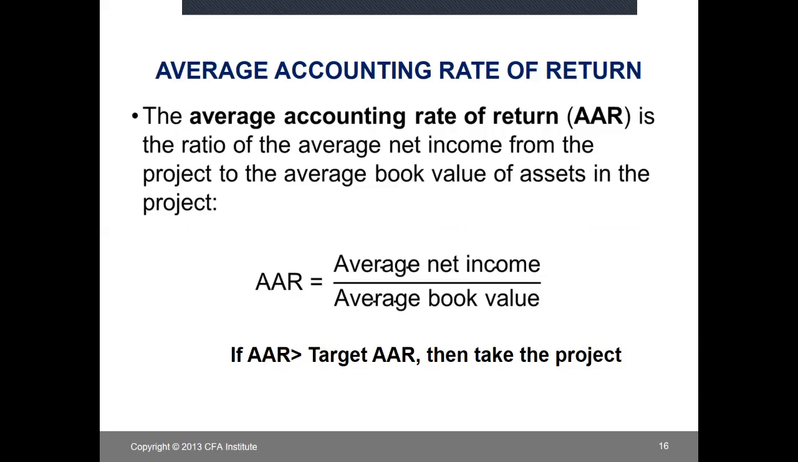We said that to accept a certain project, your average accounting return should be more than the target. So you put the target, let's say 20%, and you calculate your average accounting return to be 25%, then you say, yeah, this project is profitable, my decision is to undertake this project. This is how we work.